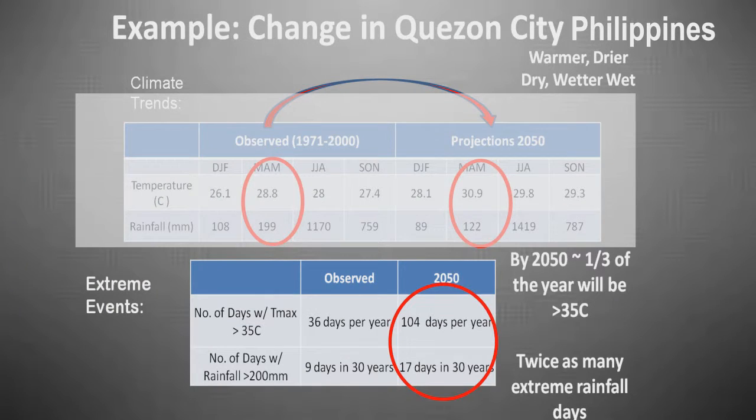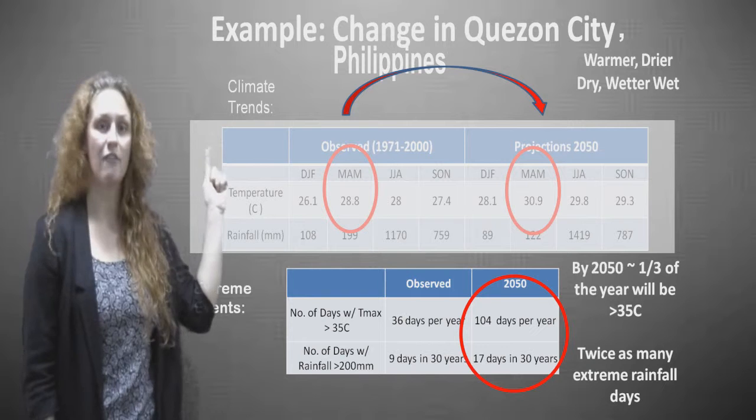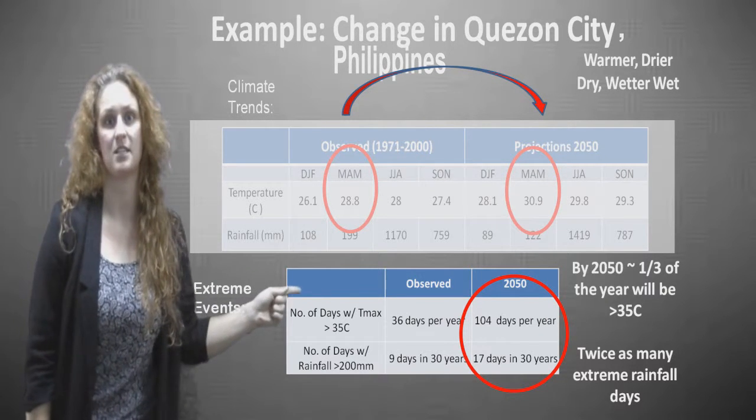But what happens when we look at the extreme events that occur? Here you can see the number of days that are over 35 degrees Celsius has increased from 36 days to 104 days. This means that in 2050, 1/3 of the year is going to be over 35 degrees Celsius. And it's likely that some of those days are going to be extremely hot, more on the order of 40 degrees Celsius or more. So as we look at this, a small change in the average temperature leads to this rather extreme change in the potential for heat events.